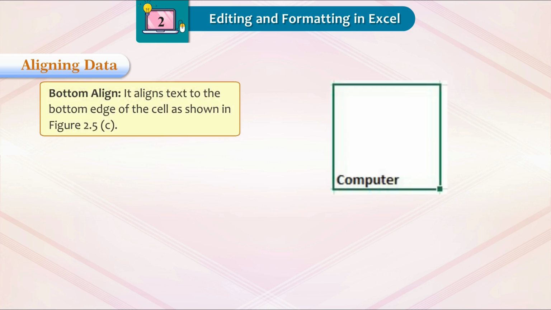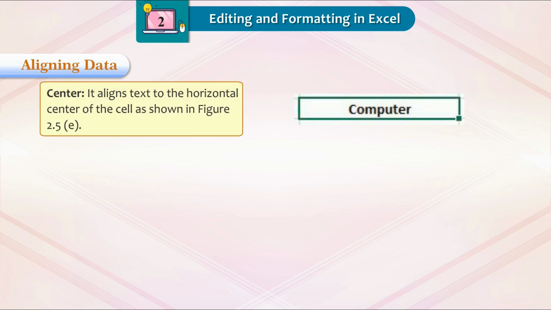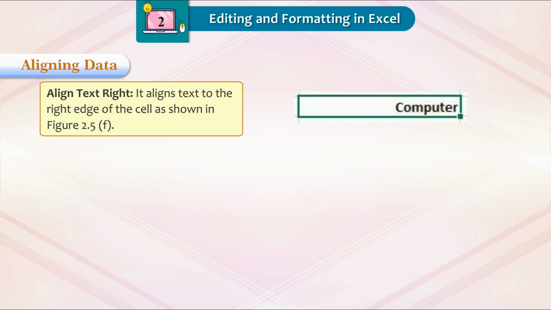Bottom Align. It aligns text to the bottom edge of the cell as shown in figure 2.5c. Align Text Left. It aligns text to the left edge of the cell as shown in figure 2.5d. Center. It aligns text to the horizontal center of the cell as shown in figure 2.5e. Align Text Right. It aligns text to the right edge of the cell as shown in figure 2.5f.